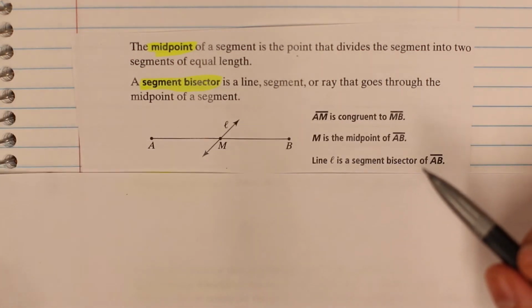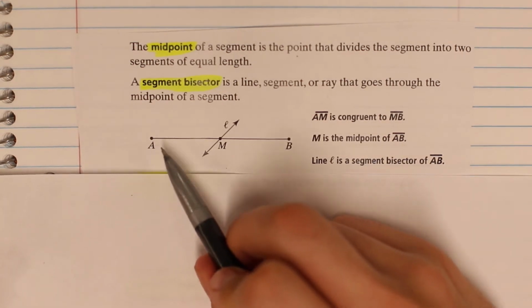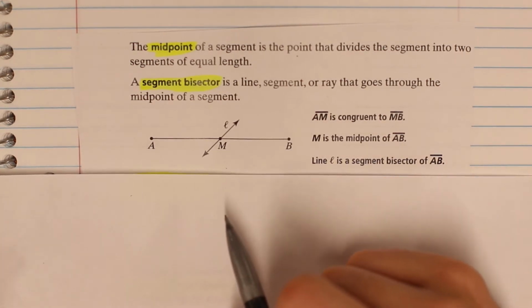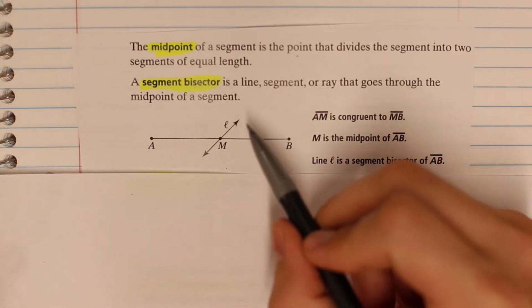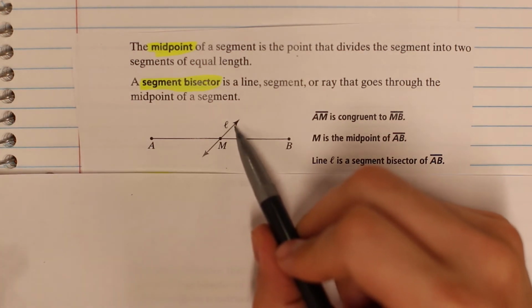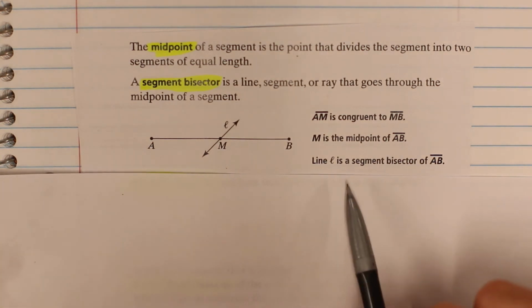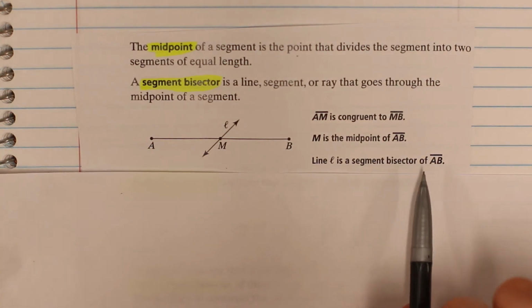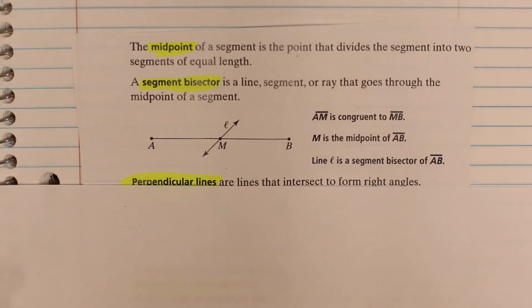A segment bisector is a line, segment, or ray that goes through the midpoint of a segment. So for instance, if you look here, we have segment AB, and segment AB is bisected, meaning it's cut in half, okay, by this line here, line L. So line L is a segment bisector of segment AB.